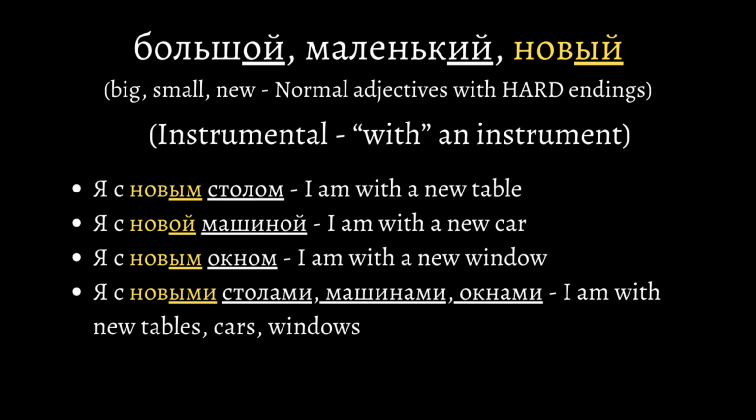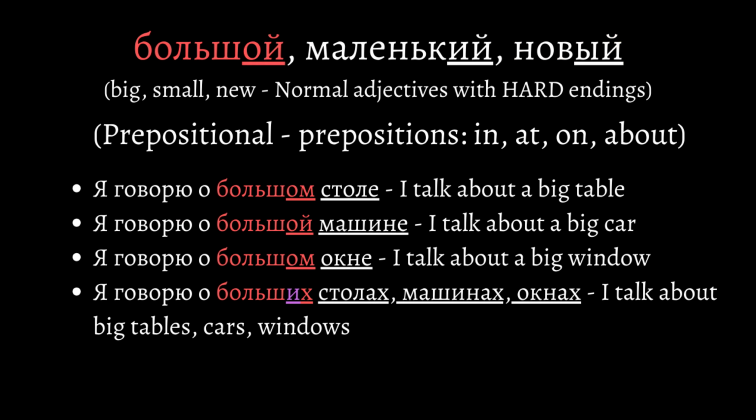This is what it's going to look like. Finally, we have the adjective большой in the prepositional, and this is the sentence that I will use. Я говорю о большом столе, я говорю о большой машине, я говорю о большом окне, and я говорю о больших столах, машинах, окнах. The endings match because they're all in the prepositional, with only one exception using e instead of ü.